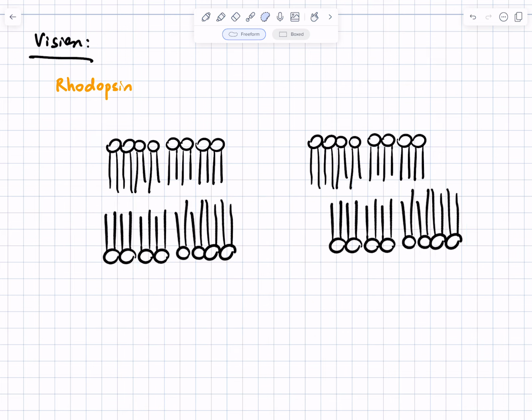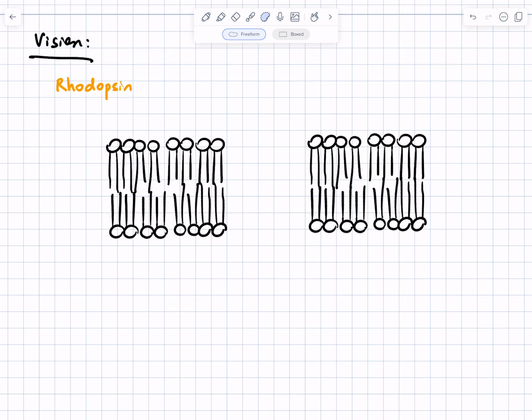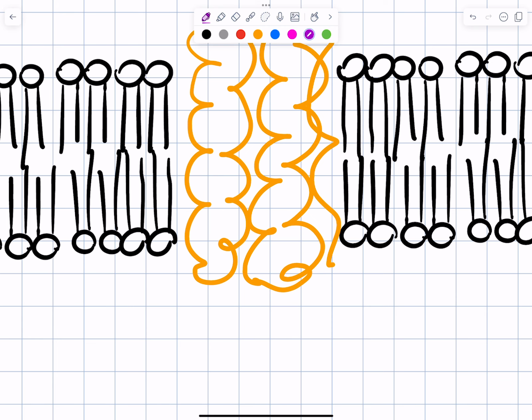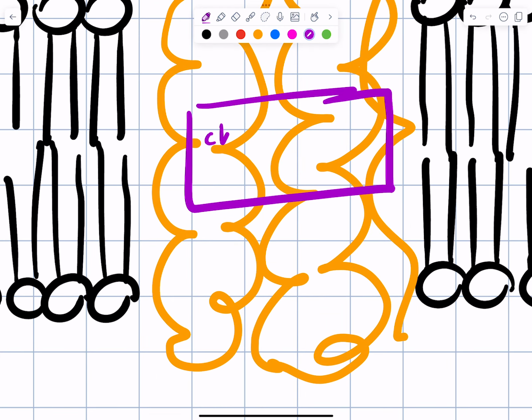So you'll learn about lipids later. Those are polar head groups and nonpolar tails. This is the membrane protein rhodopsin. It has multiple passes across the membrane. It has a portion that's outside the cell and a portion that's inside the cell. And then embedded here is something that I'm going to call the chromophore. This is the thing that absorbs light.